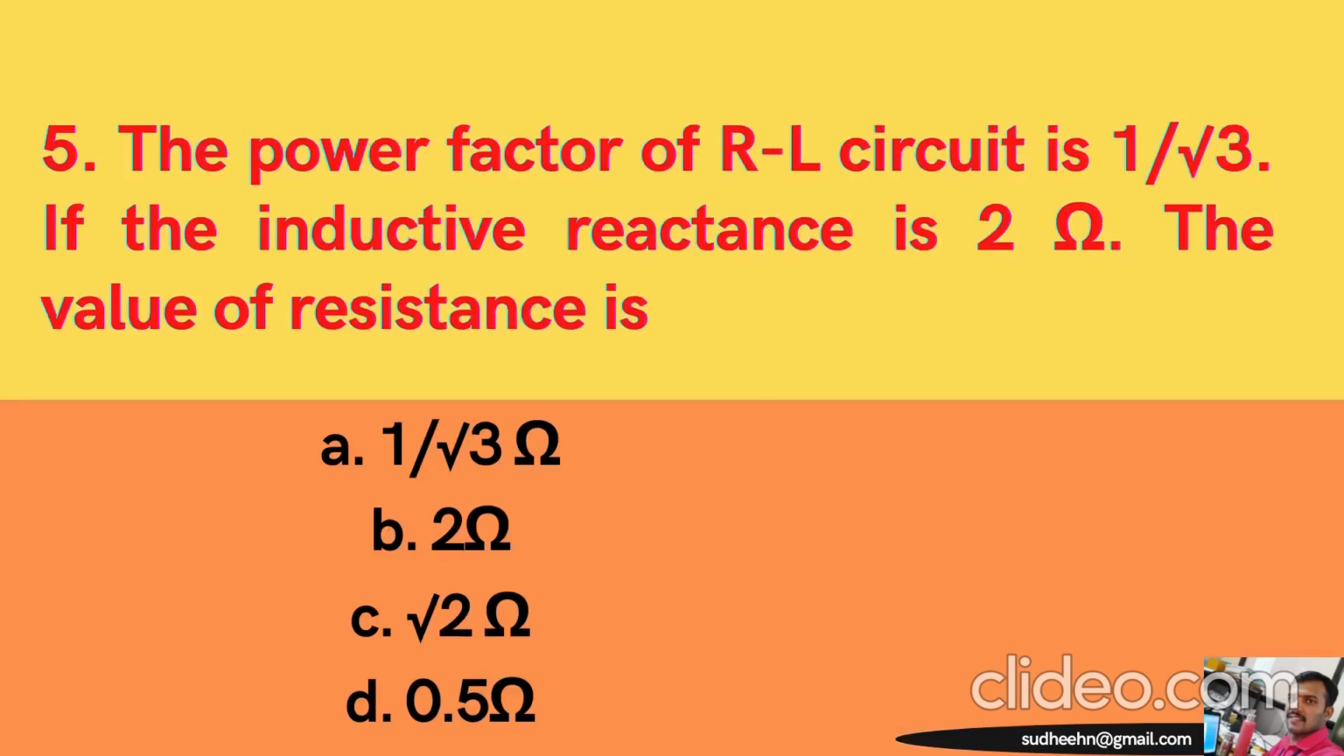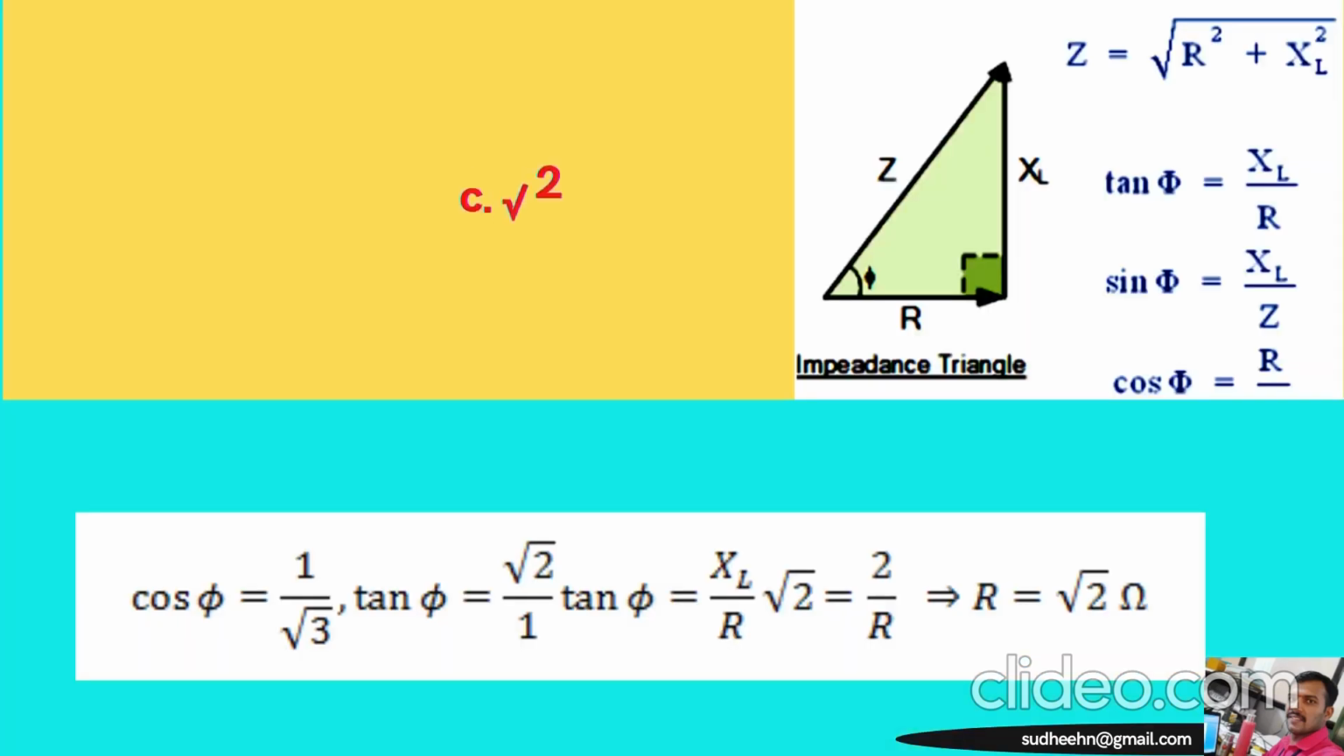Next, question number 5. The power factor of RL circuit is 1 by root 3. If the inductive reactance is 2 ohm, the value of resistance is: options given: A 1 by root 3 ohm, B 2 ohm, option C root 2 ohm, and option D 0.5 ohm. And the right answer is option C, that is root 2 ohm.